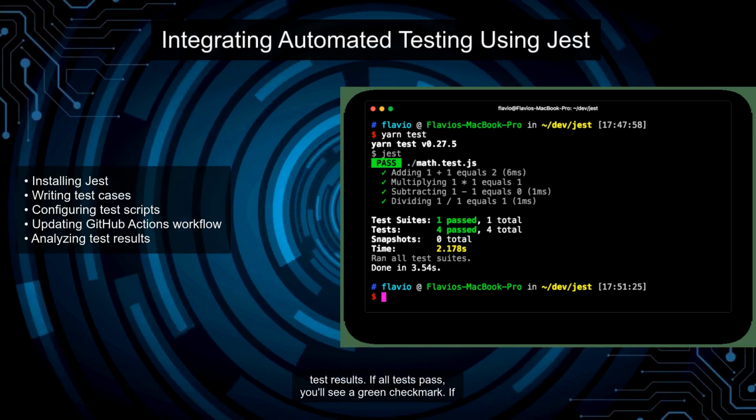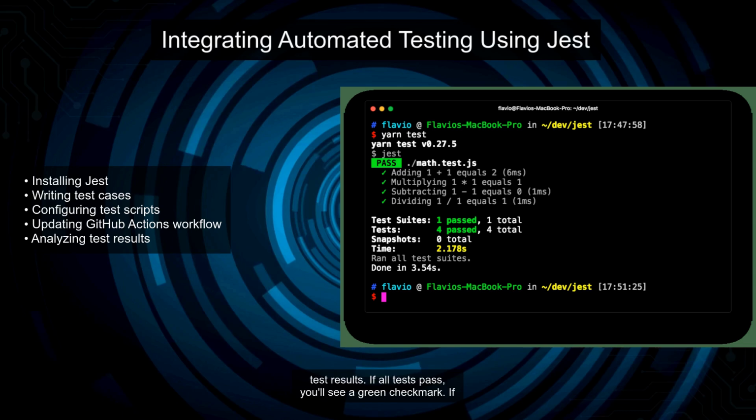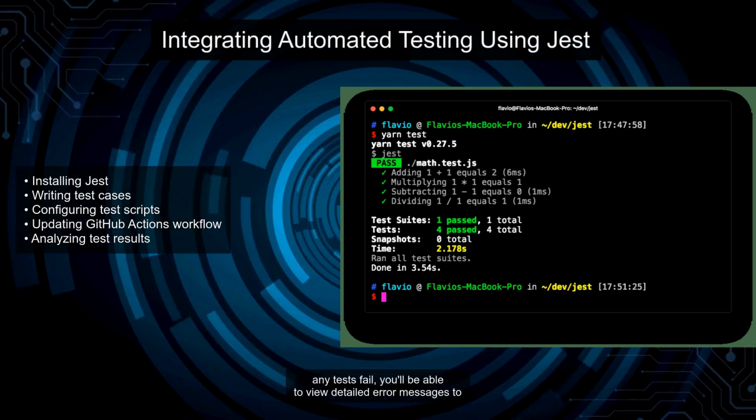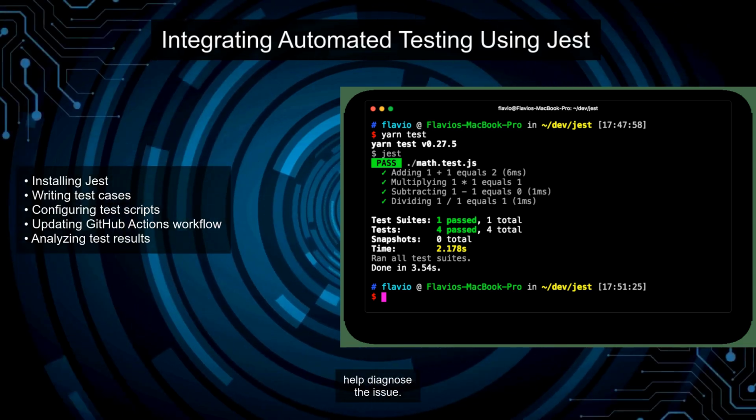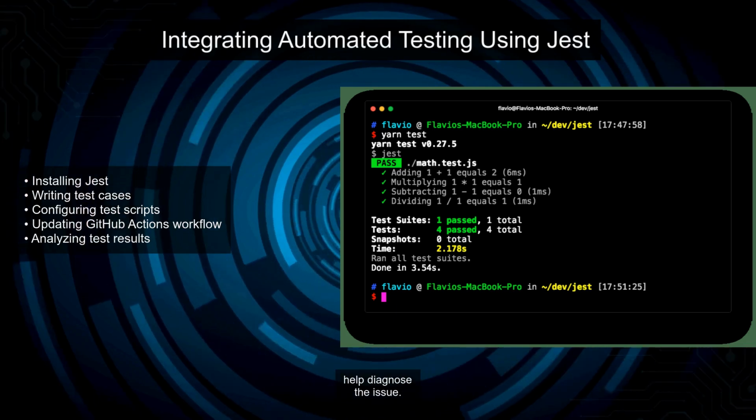Once the workflow is triggered, navigate to the Actions tab to view the test results. If all tests pass, you'll see a green checkmark. If any tests fail, you'll be able to view detailed error messages to help diagnose the issue.